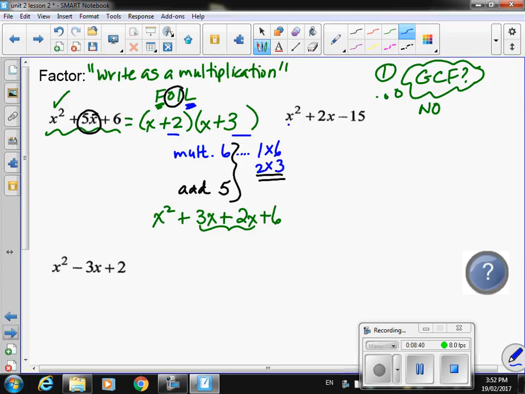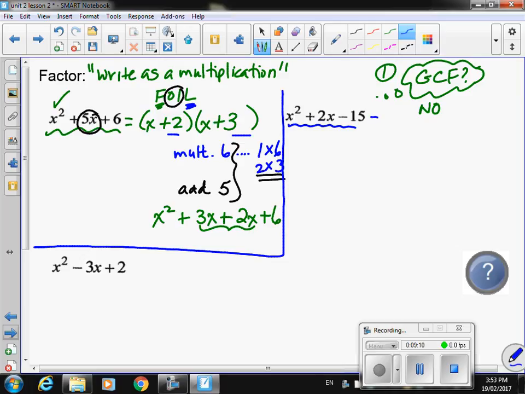Let's do this second one. X squared plus 2x, subtract 15. I am going to look at all 3 terms and think if there is a constant or a variable that divides into all 3 terms. There isn't a number that goes into all 3, and nope, there's not an x in all 3 terms. The last term does not have an x. So I don't have a greatest common factor, at least not one that's more interesting than 1.